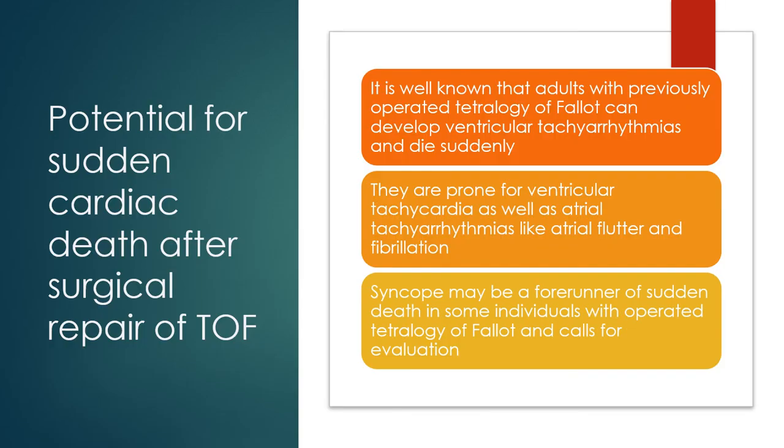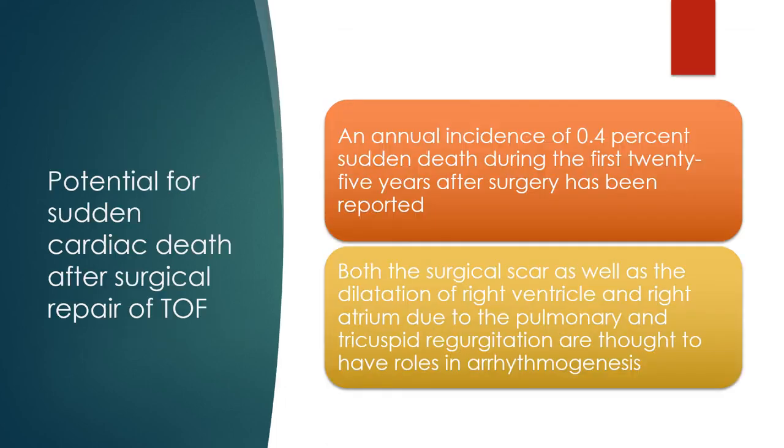It is well known that adults with previously operated tetralogy of Fallot can develop ventricular tachyarrhythmias and die suddenly. They are prone to ventricular tachycardia as well as atrial tachyarrhythmias like atrial flutter and fibrillation. Syncope may be a forerunner of sudden death in some individuals with operated tetralogy of Fallot and calls for evaluation. An annual incidence of 0.4% sudden death during the first 25 years after surgery has been reported.